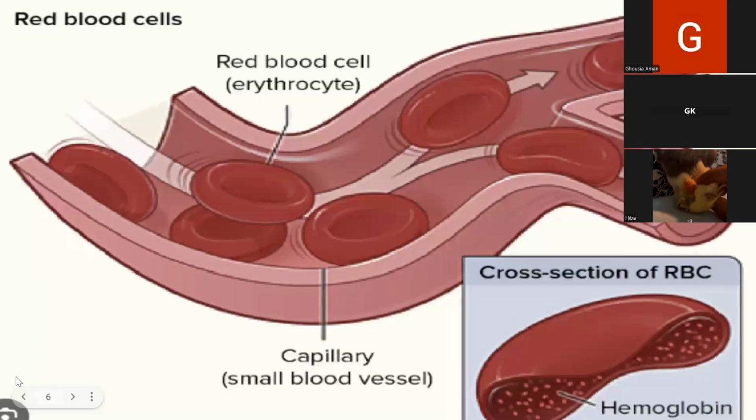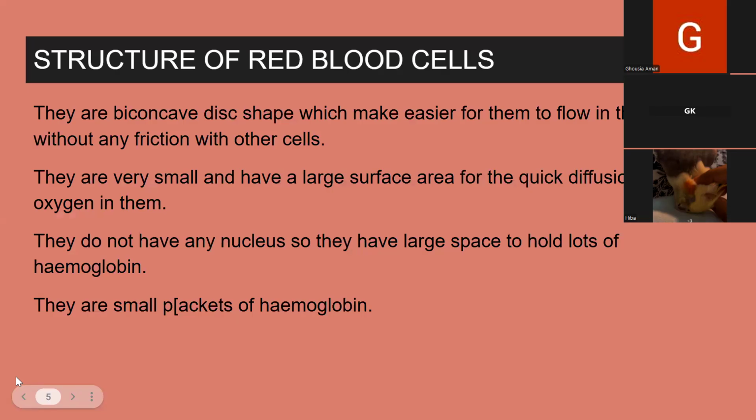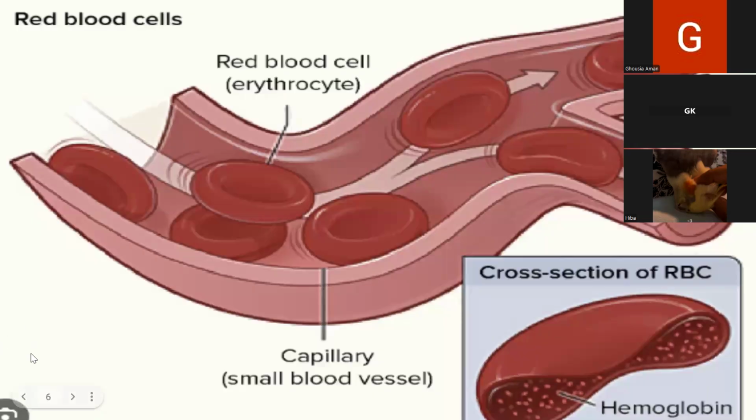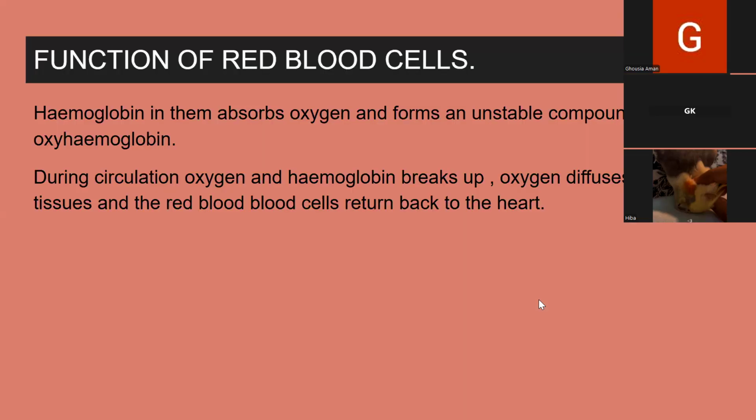Now, how do they work? What is the function? How do they work? Now look at this. This is the cross section. Function of the red blood cells. So they absorb oxygen through hemoglobin when the blood comes to the lungs. We have seen that the deoxygenated blood comes to the lungs. When it comes to the lungs, hemoglobin absorbs oxygen and forms an unstable compound. What is the name of the unstable compound? The name of that unstable compound is oxyhemoglobin.